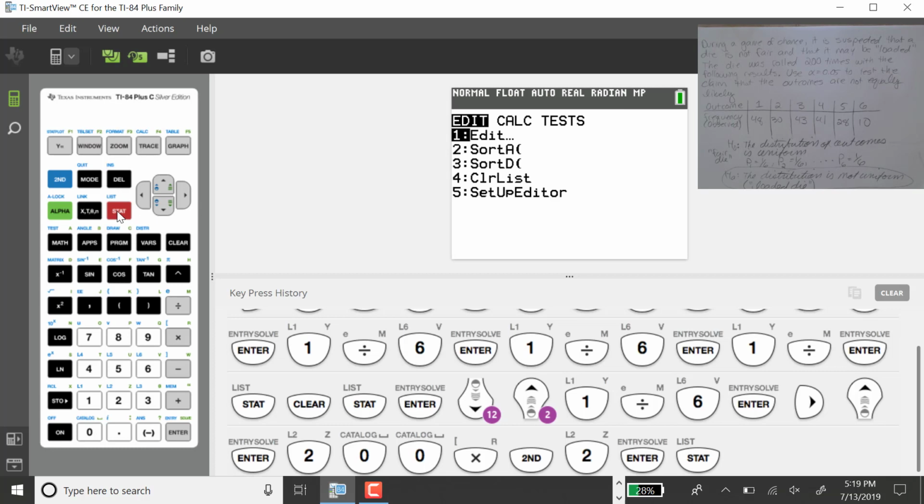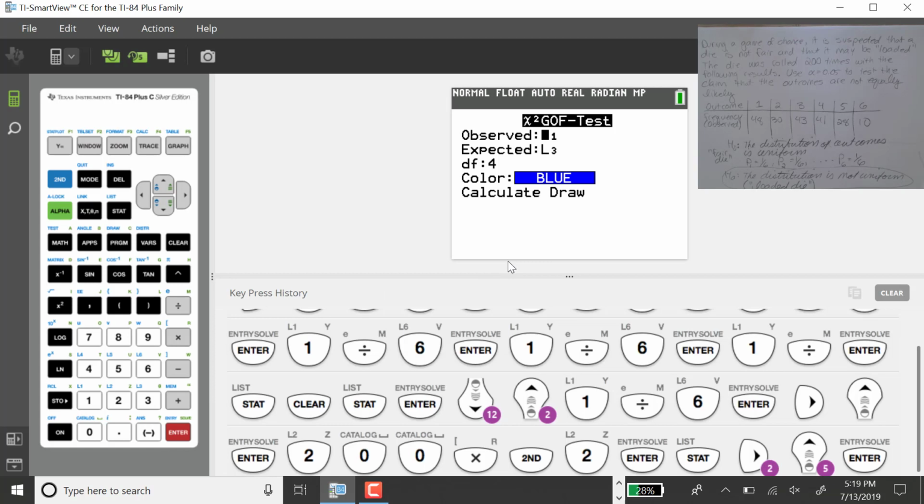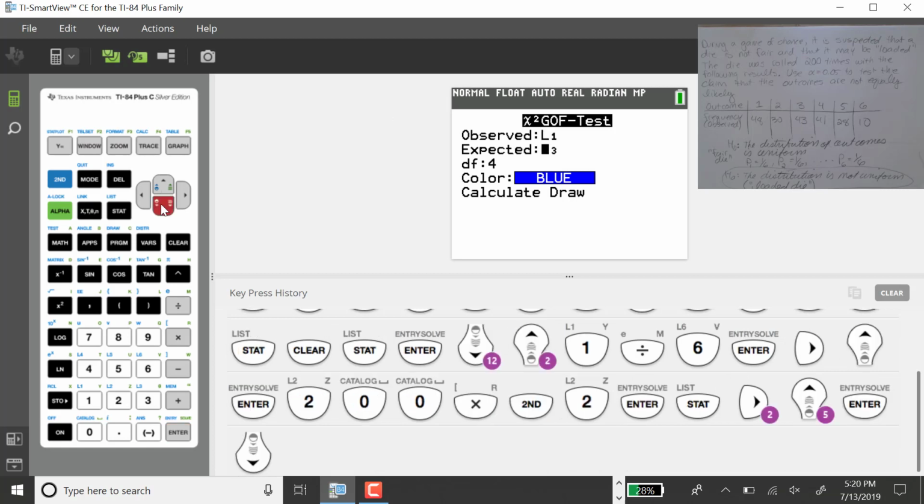You want to press your stat key, arrow over to tests, scroll up to goodness of fit. It's near the bottom. You want to tell it where your observed counts are, and those are in list 1. And the expected counts are in list 3. You can change that if you need to, but you definitely don't want to use list 2. You want to change the degrees of freedom, which is the number of categories or outcomes minus 1. So I have 6 outcomes. My degrees of freedom will be 5. And then calculate.